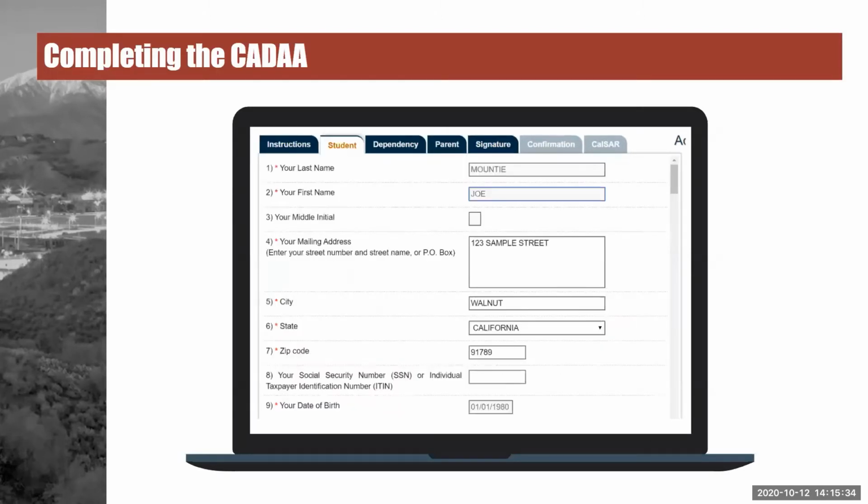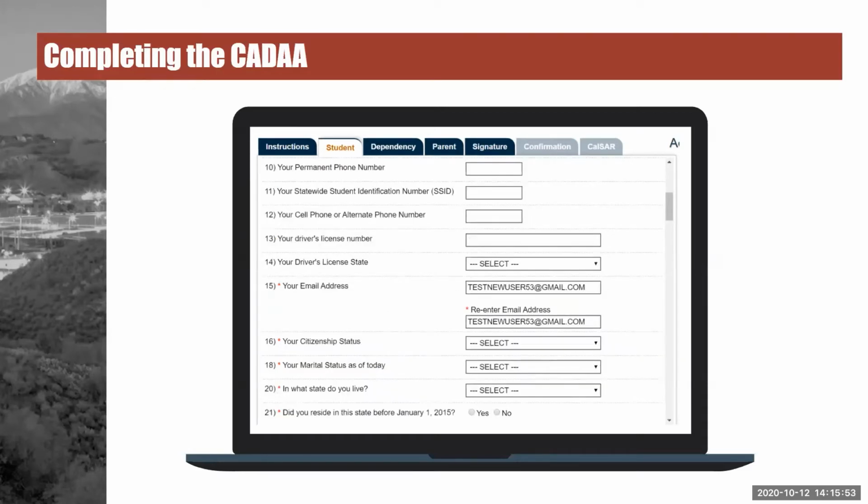The next screen will ask you to input your name, mailing address, social security number, or ITIN, if applicable, along with your date of birth. If you have both a social security number and ITIN, enter only your social security number. If you have neither of those, then leave this field blank.